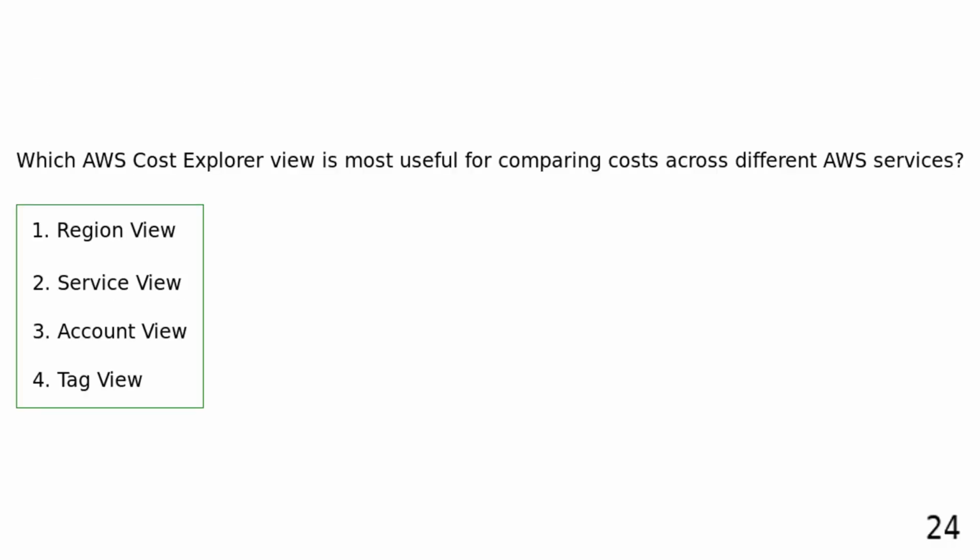Which AWS Cost Explorer view is most useful for comparing costs across different AWS services? Region view, service view, account view, tag view.